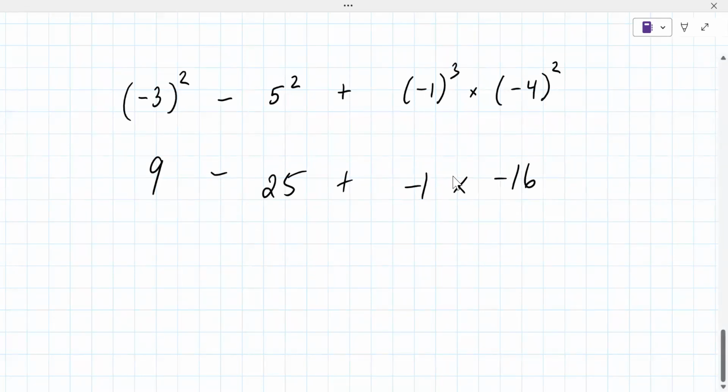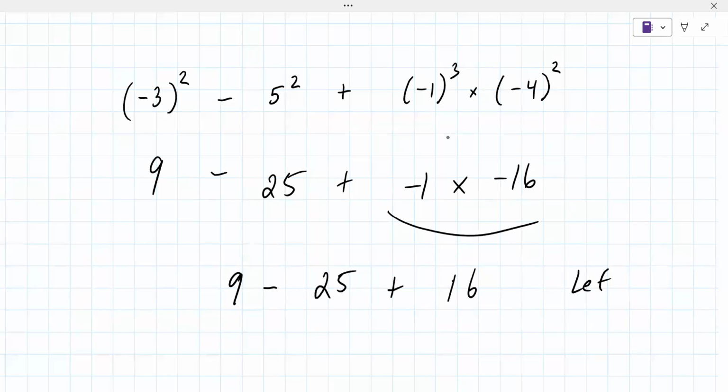Subtract, add, or multiply? You multiply. Okay. So what is -1 times 16? That's -16. Okay. So 9 minus 25 plus 16. You're supposed to do it left to right. Take it from here. Okay.